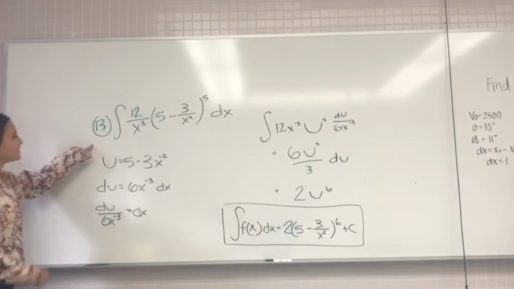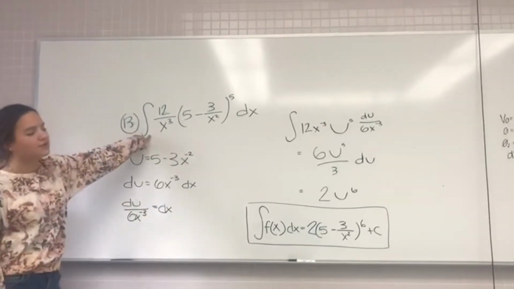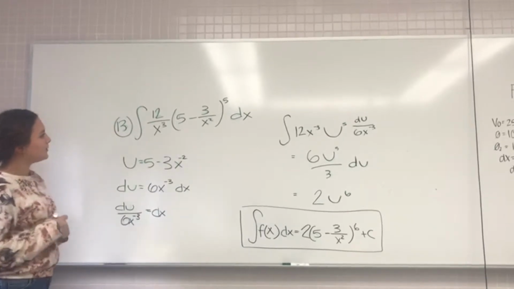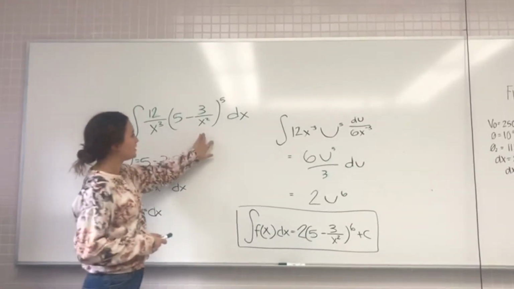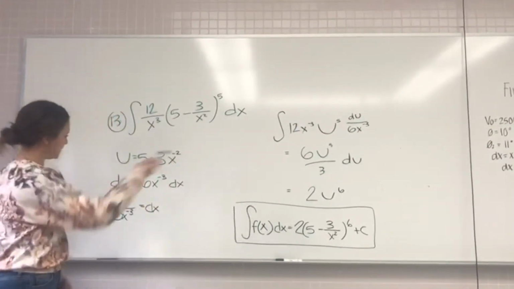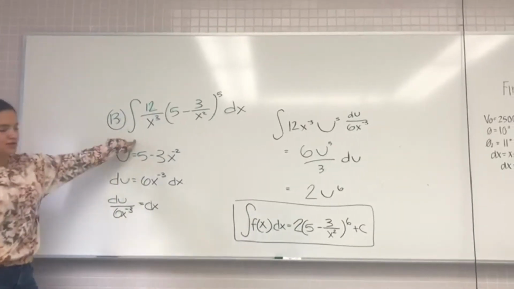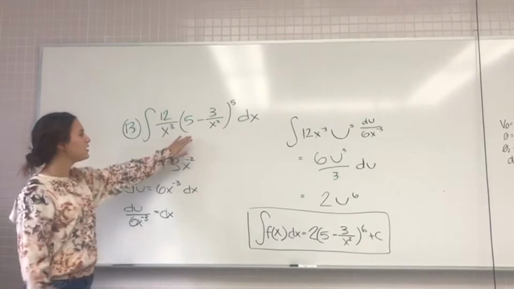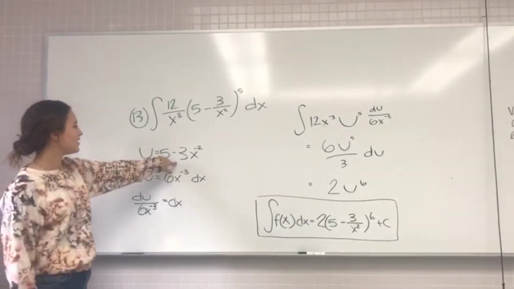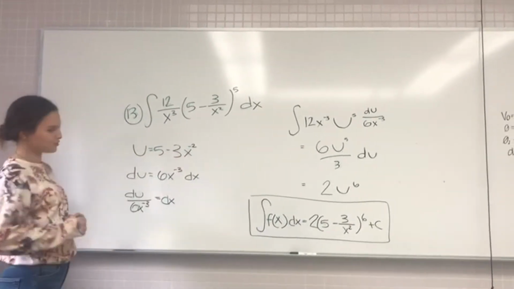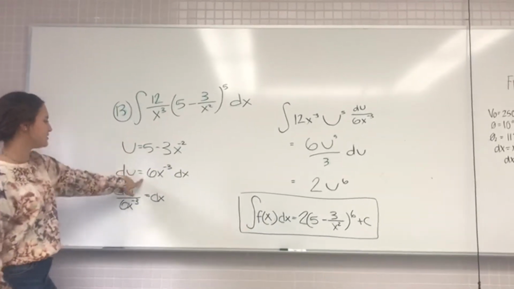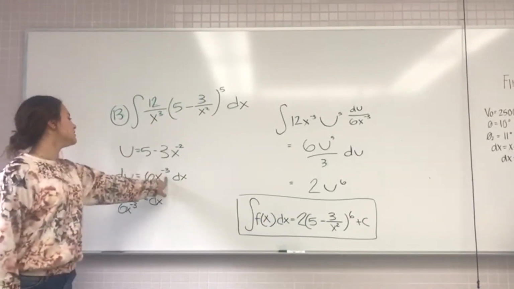Okay, for number 13, we have the integration of 12 over x cubed multiplied by 5 minus 3 over x squared to the 5th power dx. Then using substitution rules, we take out our u, which is our term with the highest power. Our u is x minus 3x to the negative 2. Then we differentiate that and we get 6x to the negative 3 dx.